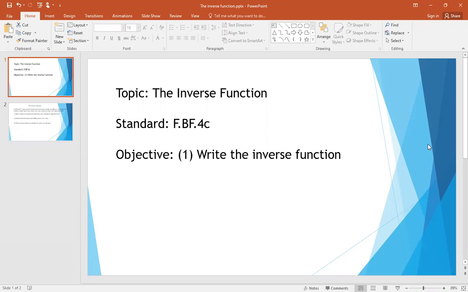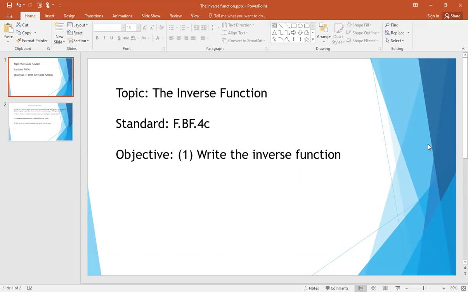The topic for today is the inverse function. The standard is FBF4C. So today we really want to write the inverse function. And in previous classes, we looked at the inverse function in terms of the table and in terms of the graph.